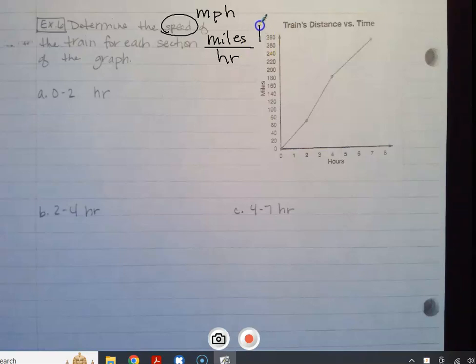Miles is the vertical change. Hours is the horizontal change. So it's the rise over the run. So it's the slope. If we can find the slope of each section, we can determine the speed.